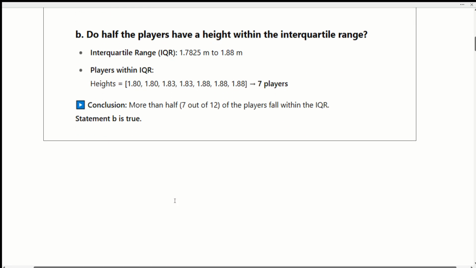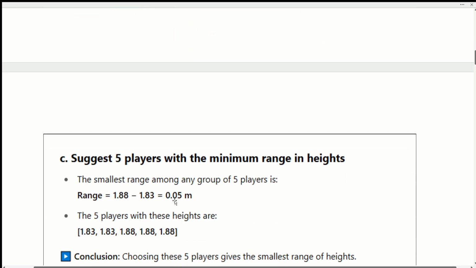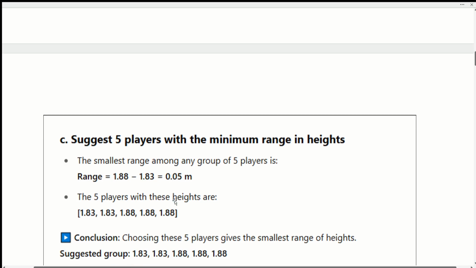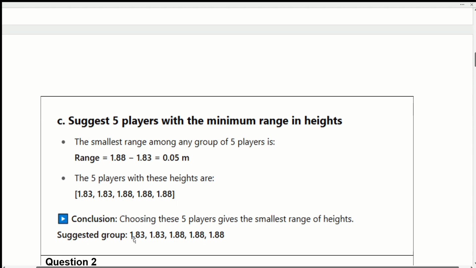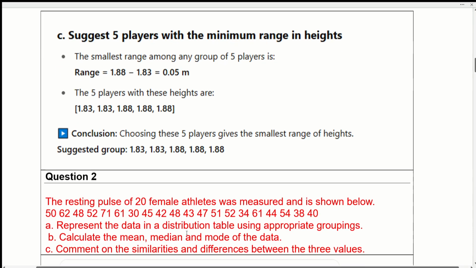For statement number C, suggest 5 players within the minimum range in heights. Again, you would actually have to set the data sets to see how many players they're going to be, and it's going to be from 1.83 to 1.88. So because the mode in this case would be 1.88, you will notice that when you rearrange it from smallest to biggest, you'll be able to find that disparity or the difference, the smallest range among any group of 5 players.